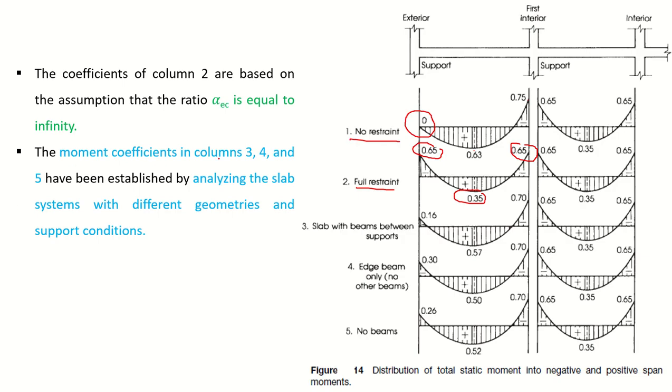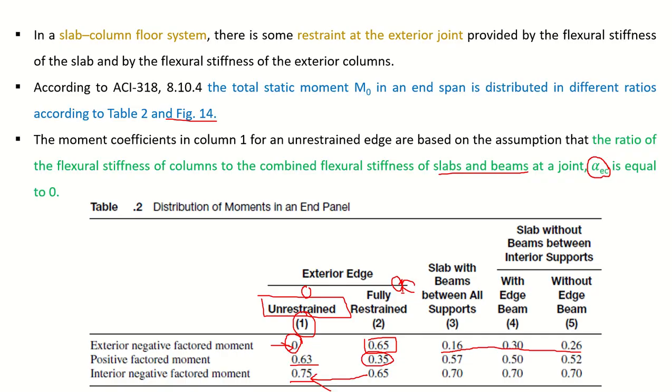The moment coefficients in column 3, 4 and 5 have been established by analyzing the slab system with different geometries and support conditions, as I mentioned here and as well as here, right.